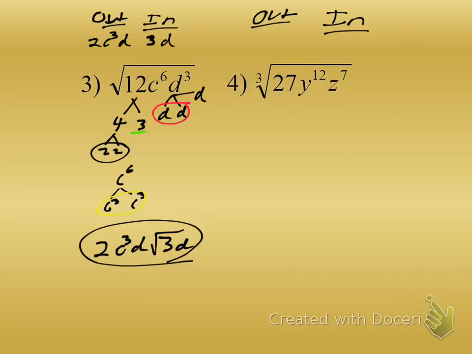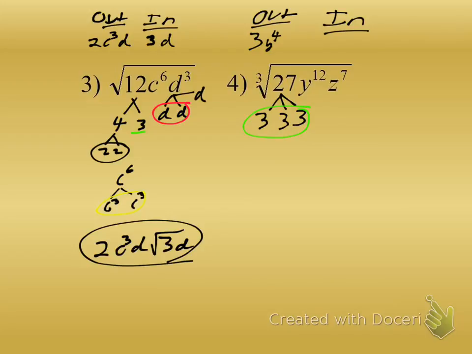All right, number 4. Cube root of 27 is what? 3 and 9. When 9 goes how? 3 and 3. So see how I just made it a 3-leaf tree? They all come out as 1, so you got a 3 out of there. Y to the 12th divided by 3, you get what? Y to the 4th evenly, so you're good. So Y to the 4th out.